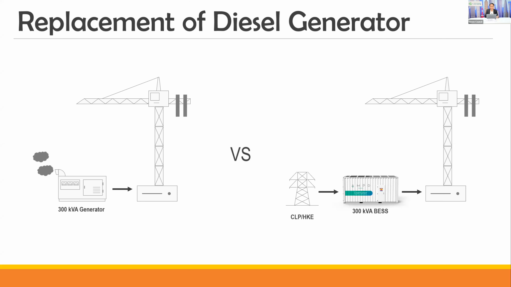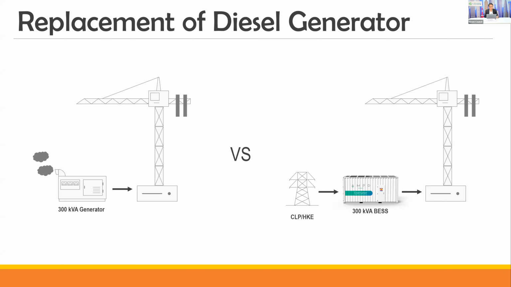Traditionally, if the power supply is not enough, our diesel generator will be deployed for on-site power supply. But BESS works as a power bank to store electricity and supply it when necessary. It is designed to replace the diesel generator. BESS performs very well for tower cranes and hoists in construction sites.